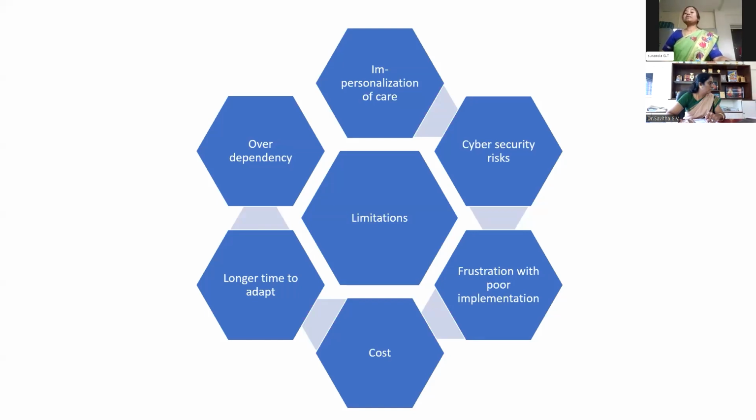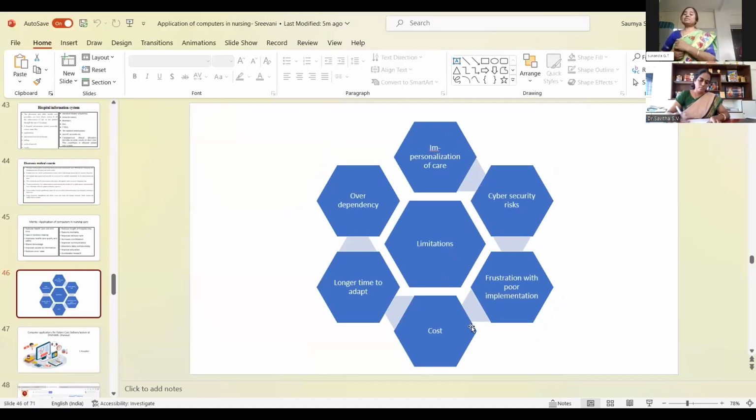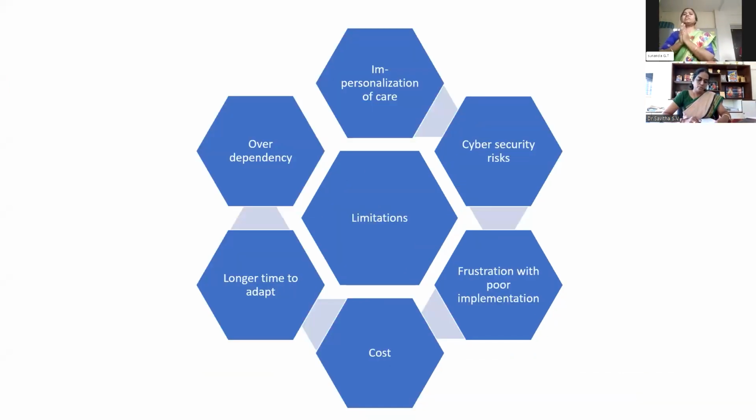The initial cost for these things is very high. And sometimes we may take a longer time to adapt, because for so many years we have been with manual things. So all of a sudden introducing these things may cause a longer time for people to adapt. And over-dependency: we will become more dependent on these kinds of things, so without these gadgets, we cannot work at all. So these are the important limitations I have explained.